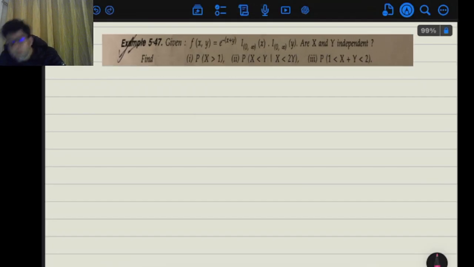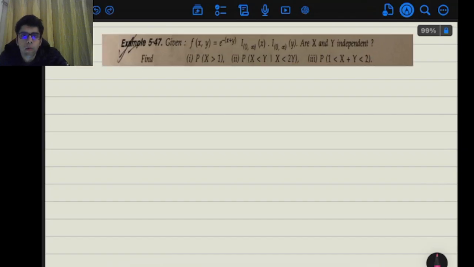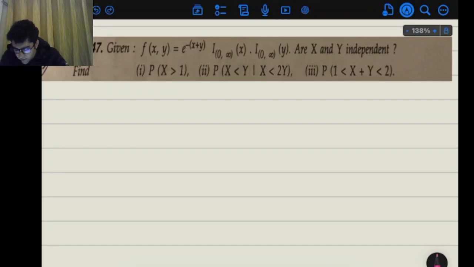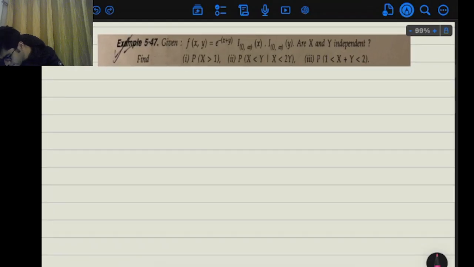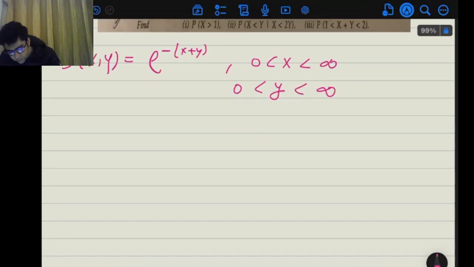So this question says that f(x, y) is equal to e to the power minus (x plus y), and we are given an interval. Let me just write the question. f(x, y) is given to us as e to the power minus (x plus y), and they've given to us that x lies between 0 and infinity, y lies between 0 and infinity. So this is the question that is given to us.